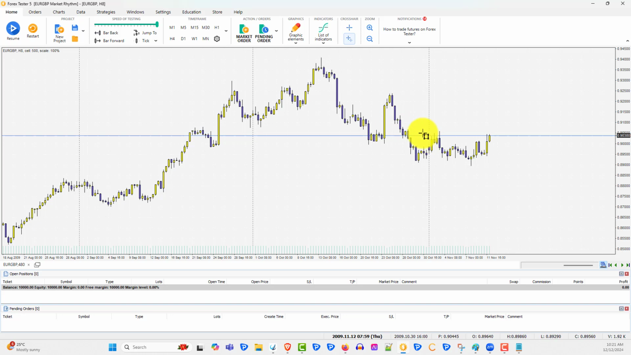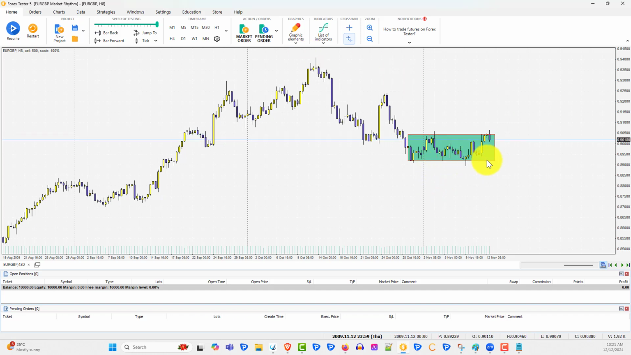Sorry. So this is what I'm seeing. Okay, so if we break this box, this downtrend is over. All right. We didn't break the box.